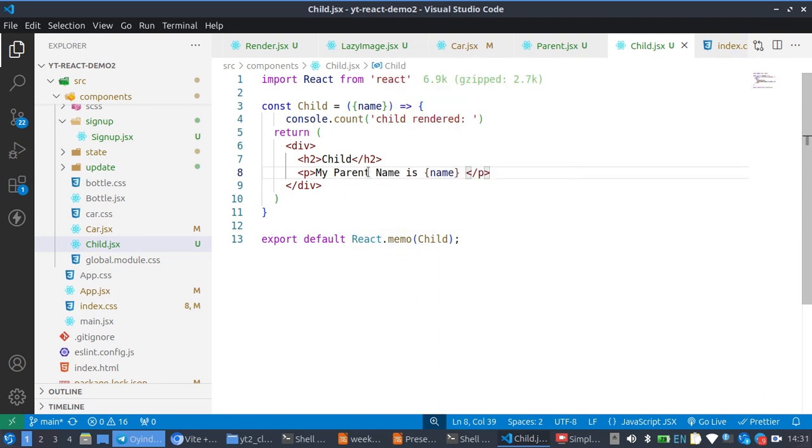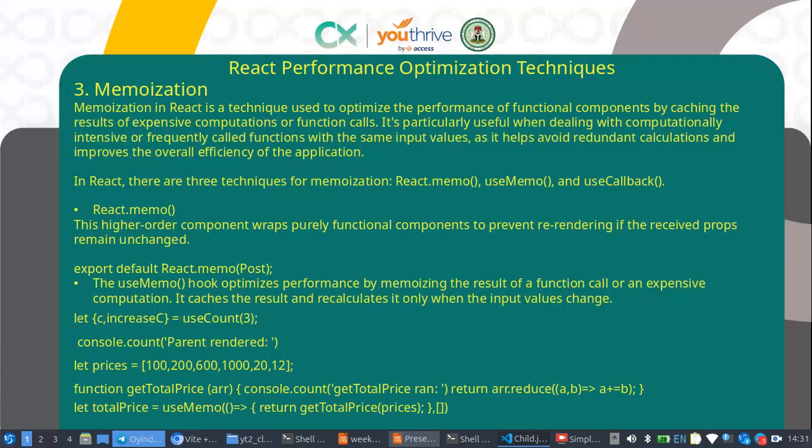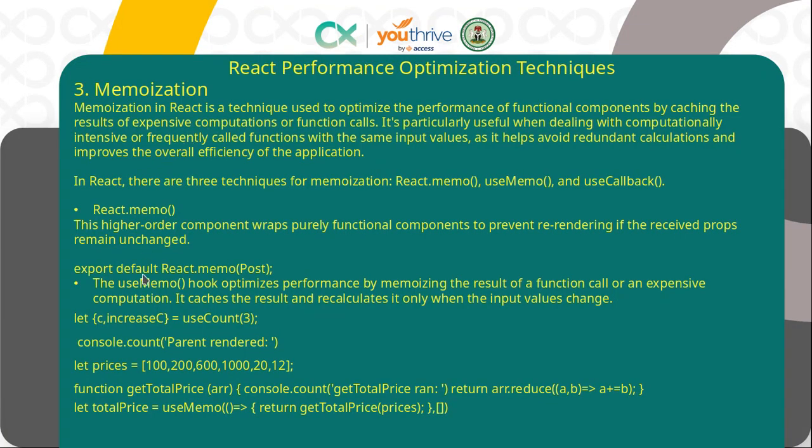So another optimization technique of memoization is this. We use the useMemo. Now the useMemo optimizes performance by memoizing the result of a function call or an expensive computation. It caches the result and recalculates only when the input value changes.